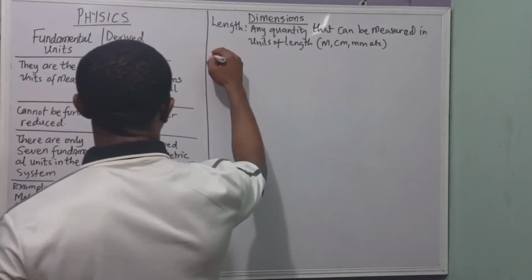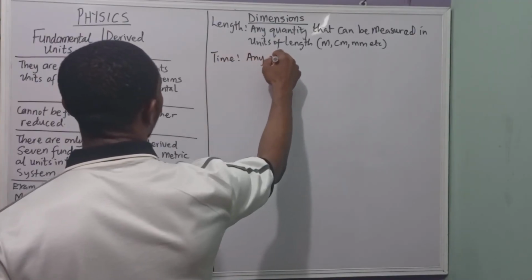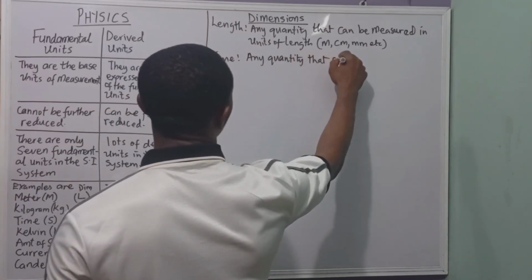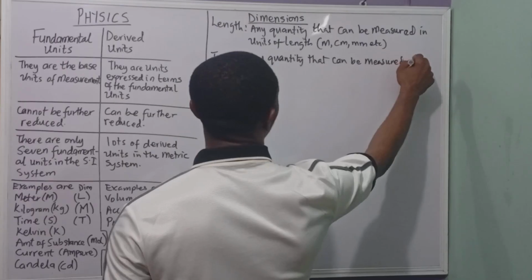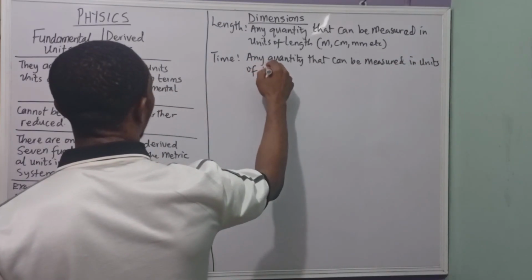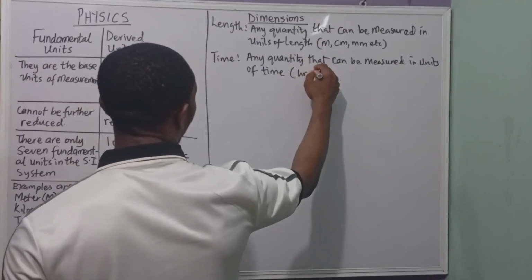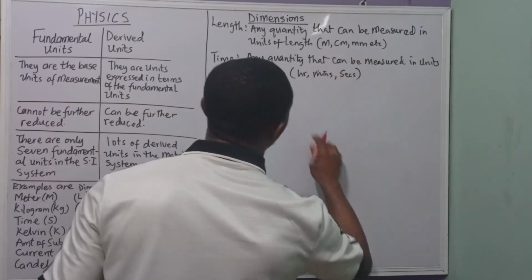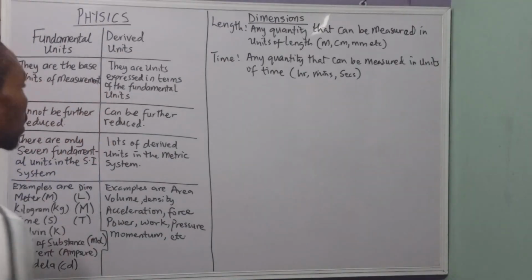Next, time is any quantity that can be measured in units of time. For example, we have hours, minutes, and seconds. All of these can be converted to seconds, which is the unit for time.